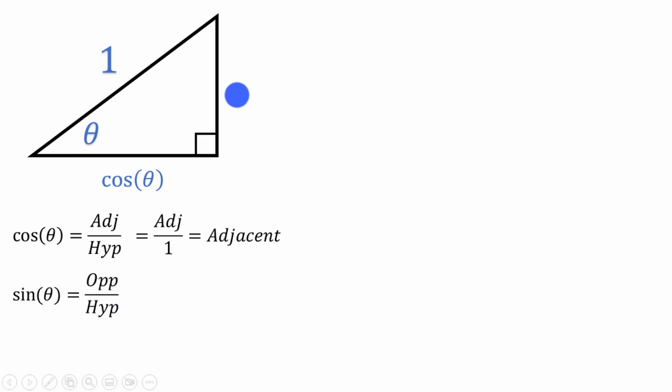Sine of theta is the opposite side divided by the hypotenuse. In this case, since the hypotenuse is 1, we will just have opposite over 1, or just opposite. So that means sine of theta is equal to the opposite side, if the hypotenuse is 1. We can put sine of theta onto the triangle.